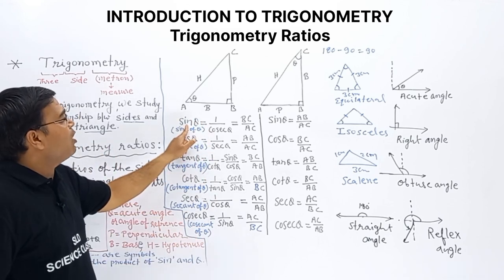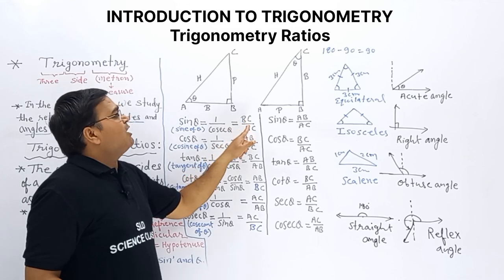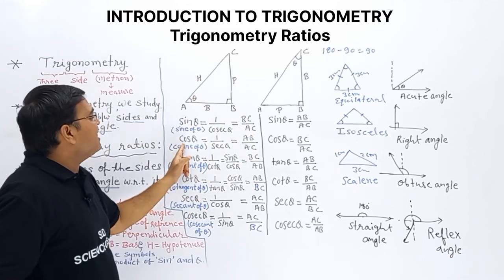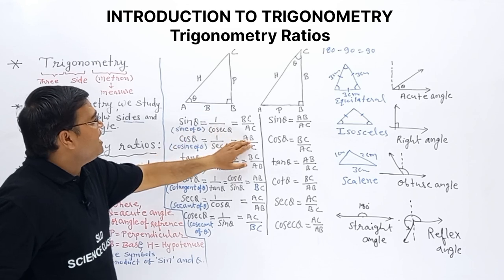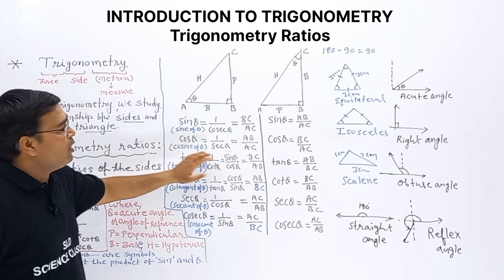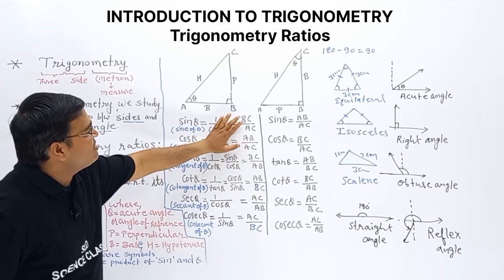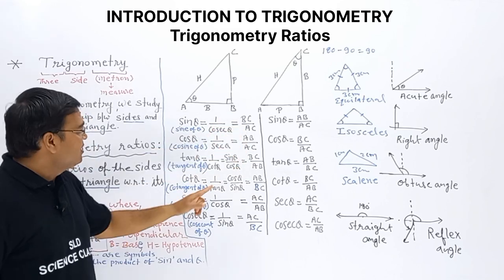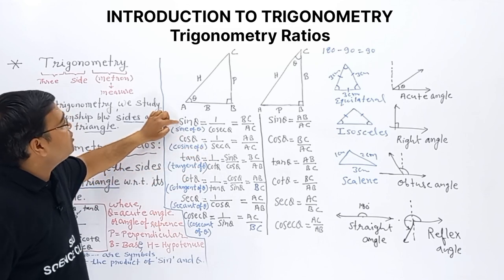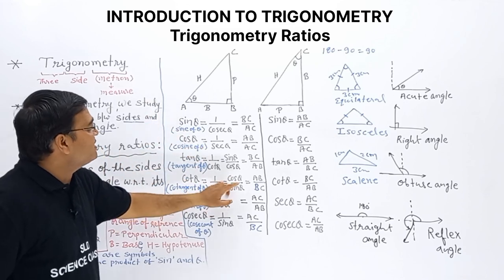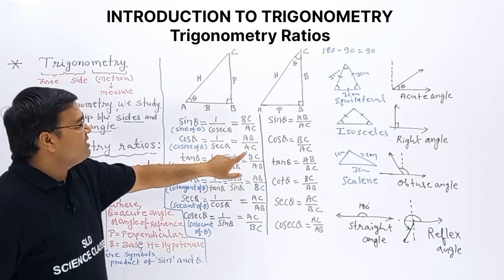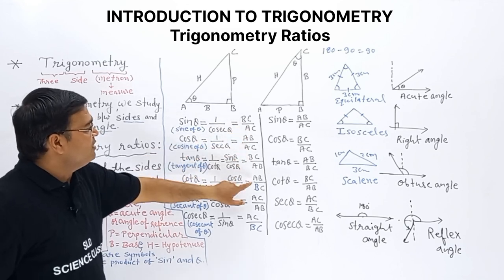How? Sin theta is what? Perpendicular upon hypotenuse. Clear? Cos theta is what? Base upon hypotenuse. Clear? Tangent theta is the ratio of what? Write the ratio. AC will be cancelled, BC upon AB. Clear? Now cot theta is the ratio of cos theta to sin theta, so we divide this upon this one. AC and AC cancel, and we get AB upon BC.